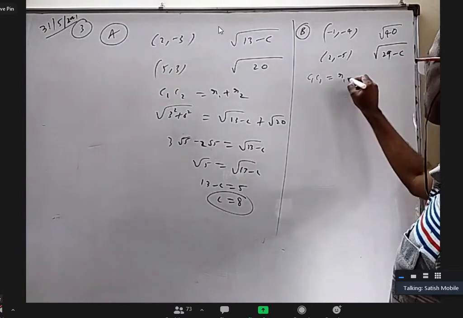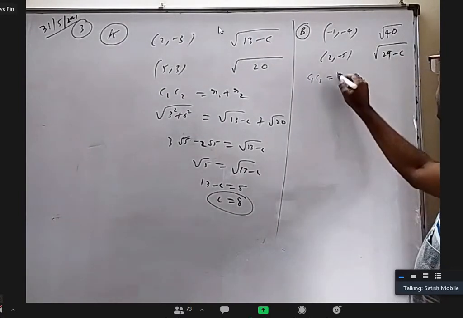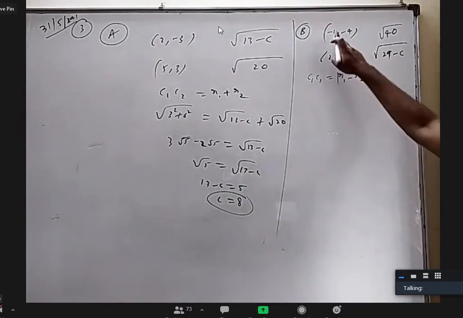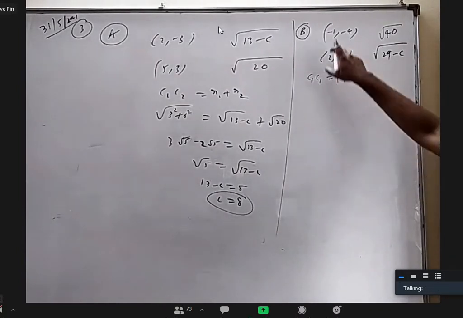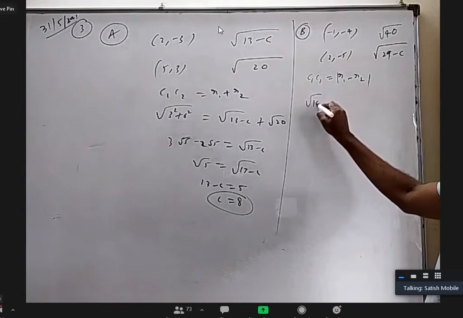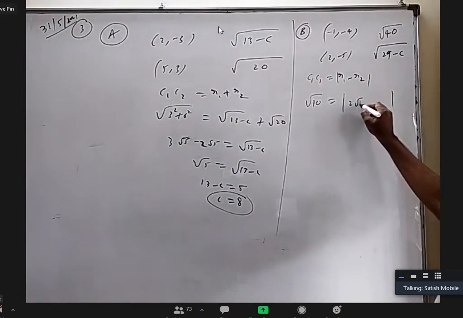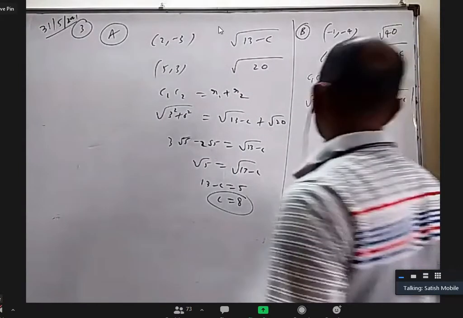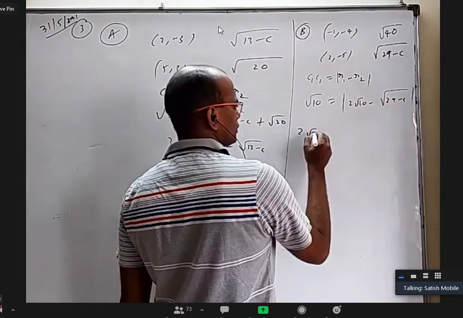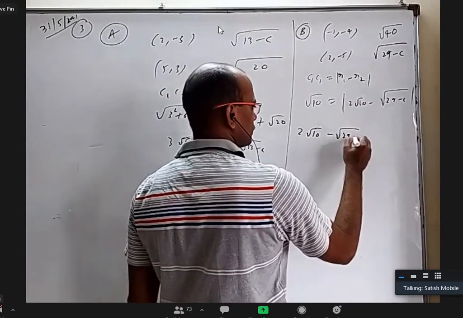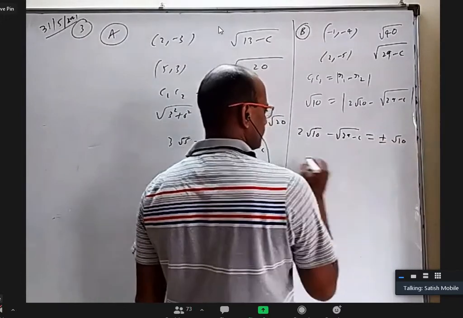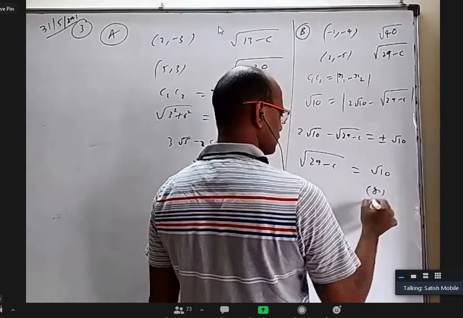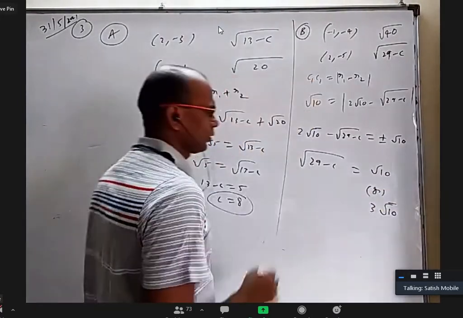Okay, here C1C2 is equal to mod of R1 minus R2. We don't know which is greater. Here the mod is important. The distance is root of 3 square plus 1 square, this is root 10. So this is 2 root 10, mod of root 40 minus root of 29 minus C. You can take plus or minus root 10. If I take plus, it will be root 10, and if I take minus, I will get 3 root 10. One of them may not be possible.